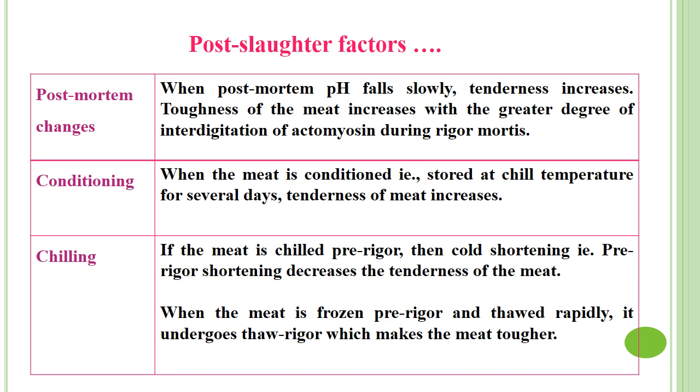If the meat is chilled pre-rigor, then cold shortening, that is pre-rigor shortening, decreases the tenderness of meat. So if we keep the meat immediately at chilling after slaughter, before the rigor mortis is over, that leads to cold shortening, and that will give toughness and the tenderness will be less. When the meat is frozen pre-rigor and thawed rapidly, it undergoes thaw rigor, which again makes the meat tougher. So before rigor mortis is over, if we freeze it, then during thawing there will be a shortening, that is called thaw rigor, and that makes the meat tough.